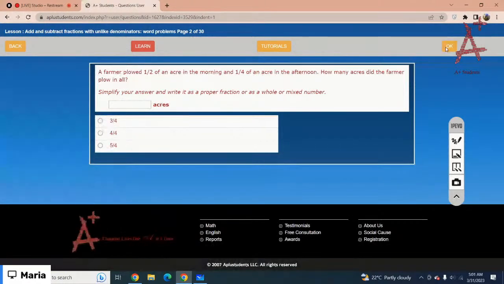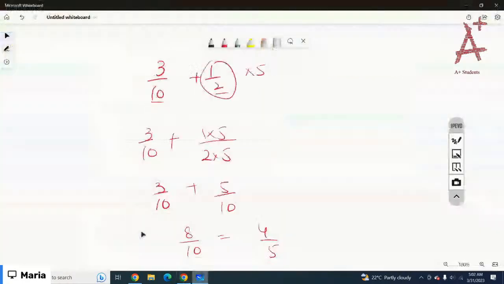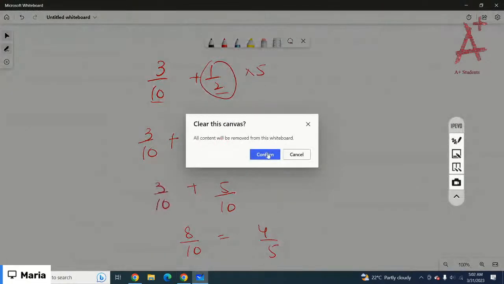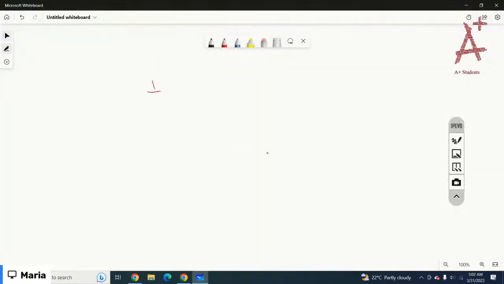Okay, a farmer plowed half of an acre in the morning and one fourth of an acre in the evening. How many acres did the farmer plow in all? So you have to add 1 by 2 and 1 by 4. You cannot add them because they have different denominators. First you have to make their denominators the same. The smaller denominator is 2. You need to multiply this fraction by some number that can make the denominator 4. 2 times what number is 4? 2 times 2 is 4.